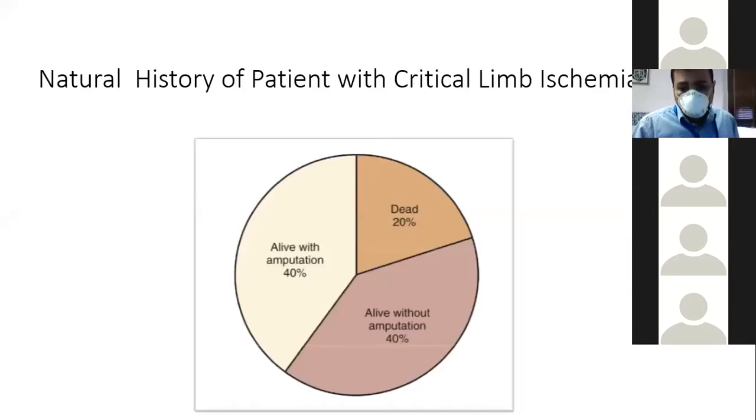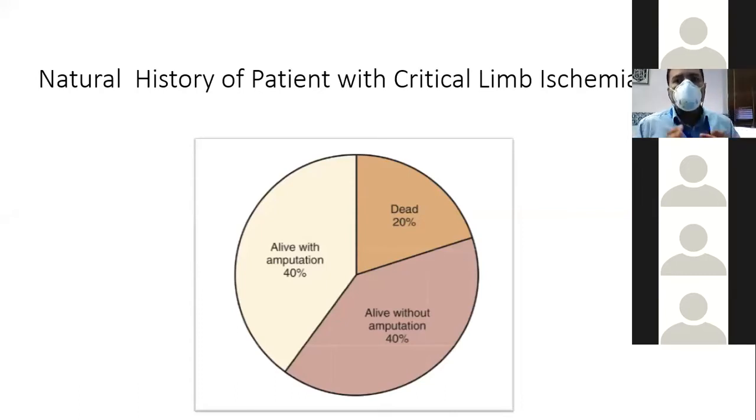Thank you. This is just the idea. When you are deciding about a patient with critical limb ischemia, you have to always keep in mind the natural history of the patient. For example, at 1 year, 20% of these critical limb patients are dead. 40% will be alive with amputation and 40% will be alive without amputation.